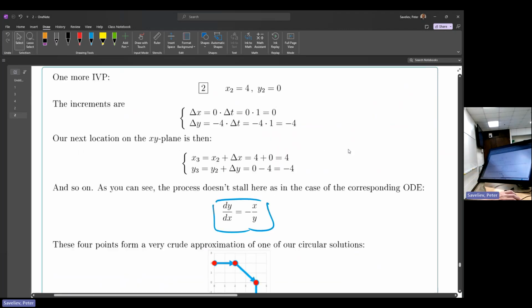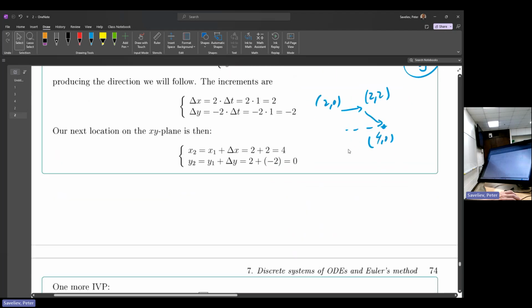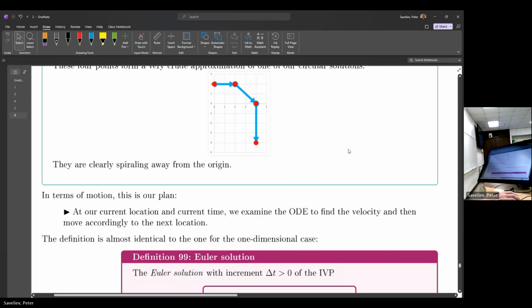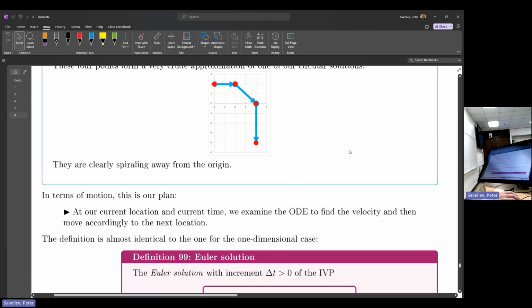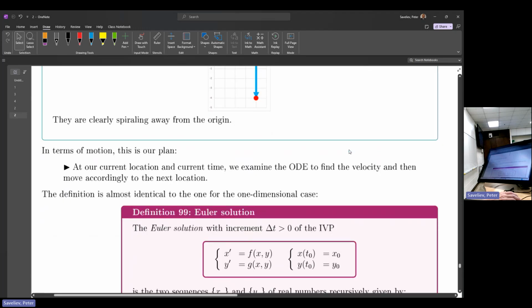Okay, but you should be able to easily do Euler's method by hand, because it's just to get a feel for it. At our current location and current time, we examine the ODE to find the velocity and then move accordingly to the next location. The choice of how far we go in that direction is ours, because that's the approximation. The smaller that number is, the better the approximation.